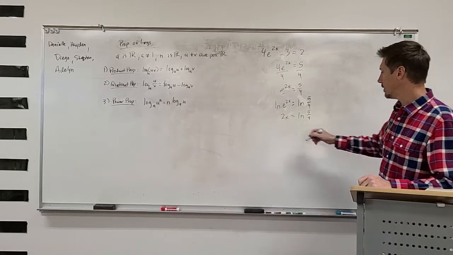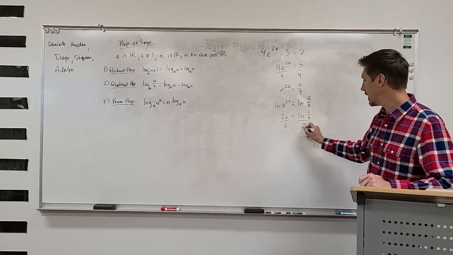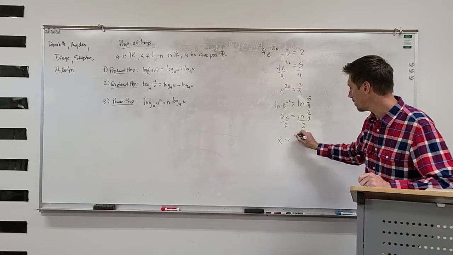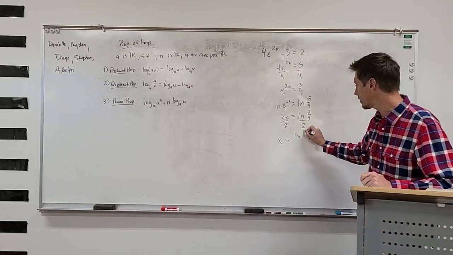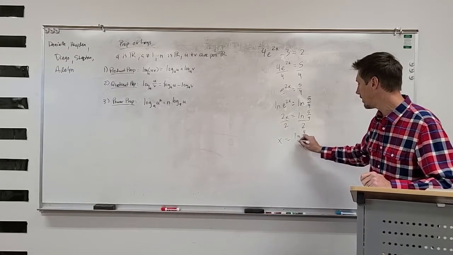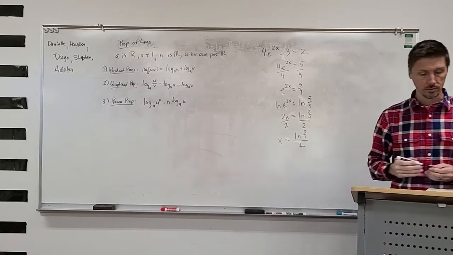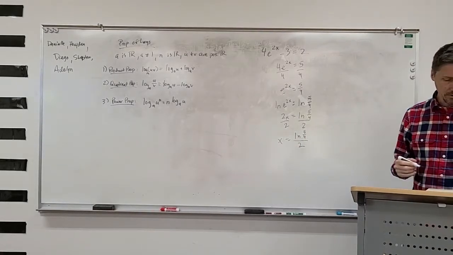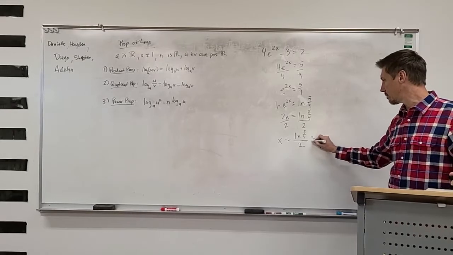And now I'm just going to divide both sides by 2 to get x all by itself. So x is what I'm going to plug in my calculator: x is the natural log of 5/4, all of that divided by 2, right? And so I'll get some decimal value. When I punch all that in, it's basically equal to 0.11.